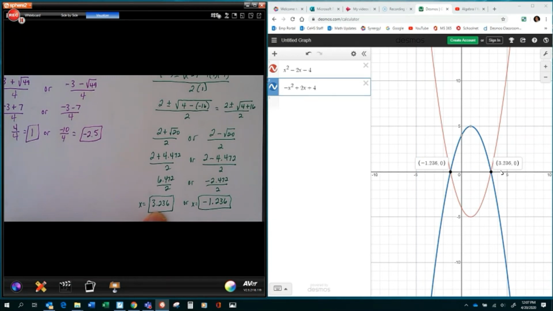3.236. Now I put both in here because this is the one we worked on, the red one's the one we showed on, and if you would have pushed everything over to the left side and made it negative, it would have become the blue pointing downward parabola, but again, your x-intercepts are going to be the same.